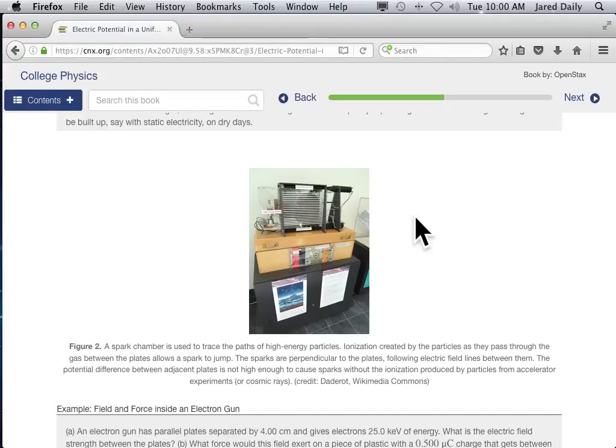Turns out the current travels from the cloud. Let's see. No, I think the cloud gets negative. So the cloud gets negative, the electrons travel from the cloud to the ground.